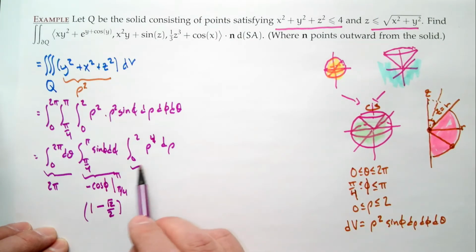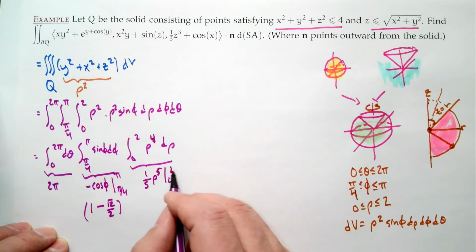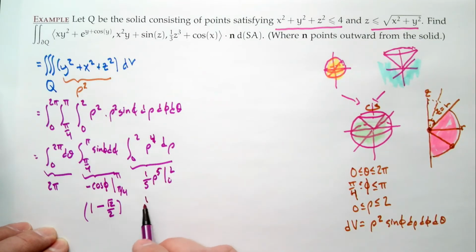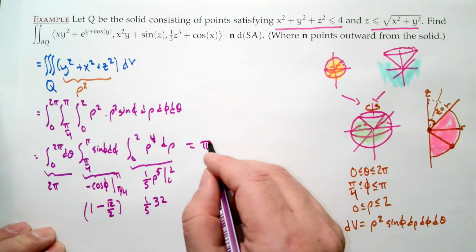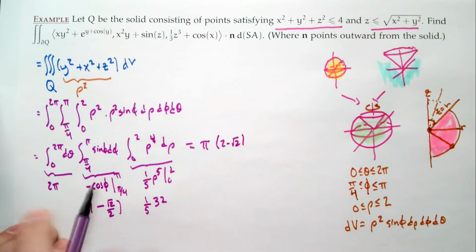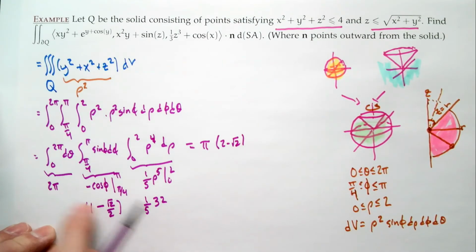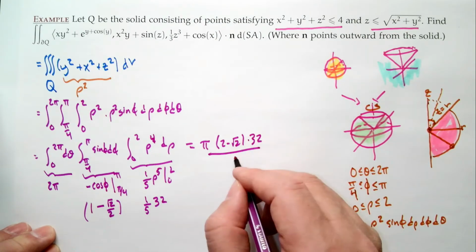All right, last part. Integral of rho to the 4th. Rho to the 5th over 5 from 0 to 2. Plug in 2. Well, that'd be 1/5 times 2 to the 5th, also known as 32. Now, I don't like a fraction there, so I'm going to go ahead and take this 2 here and just multiply it in. So I have a pi. Then I have a 2 minus root 2. Again, I took this 2, multiplied it into the 1 minus root 2 over 2. And then I have another 32, and it's all over 5.